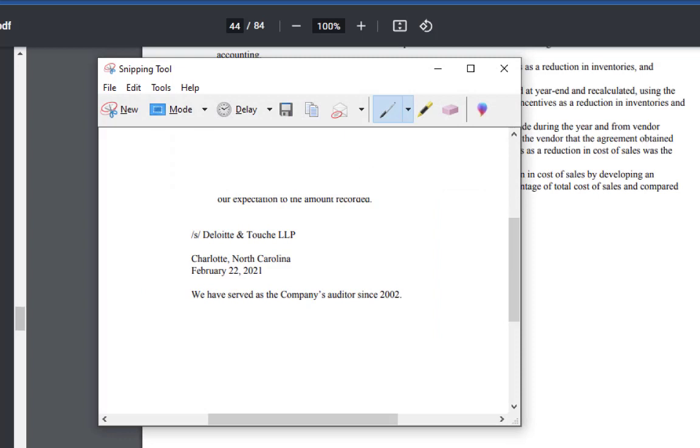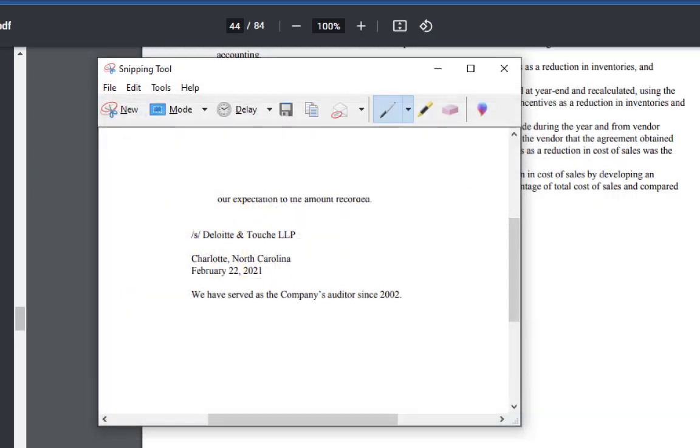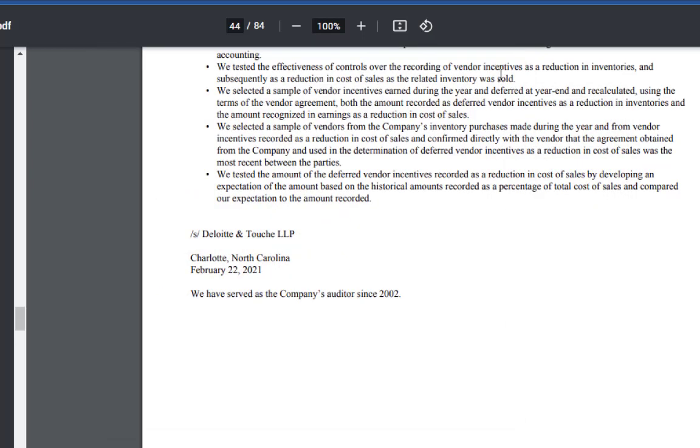And you can see that the audit firm is Deloitte and Touche. I'm going to save this. I'm just going to save it as a picture auditor on my desktop. I'm going to note the page that it's on. But make sure you do the PDF page number, not the actual filing number. So it's on the PDF page number 44.